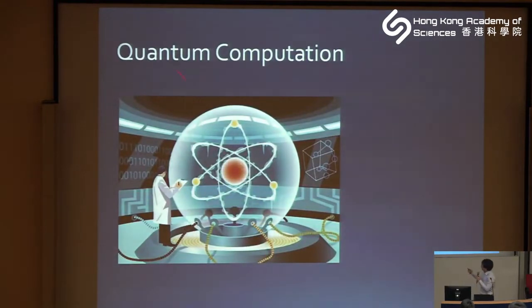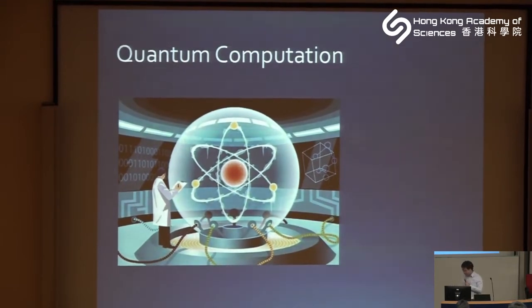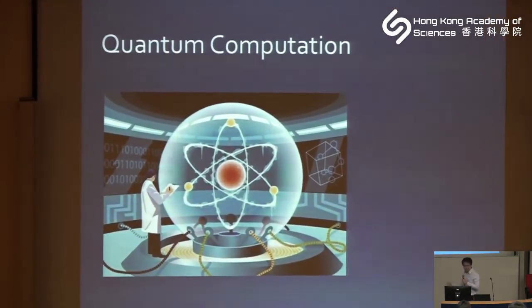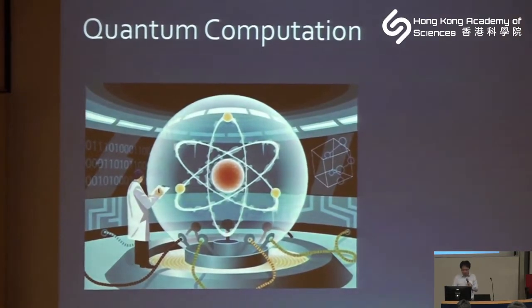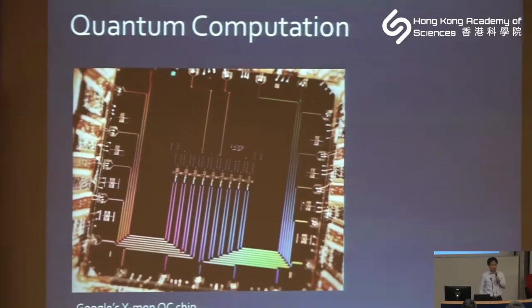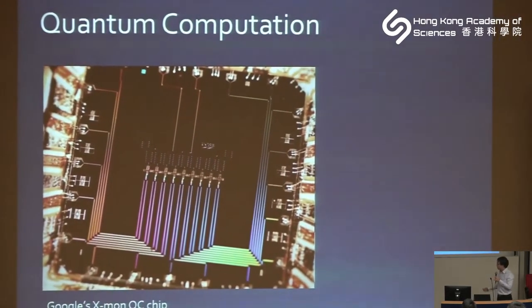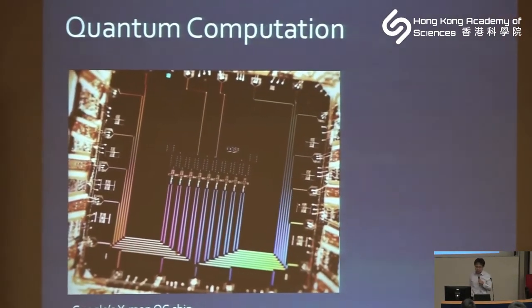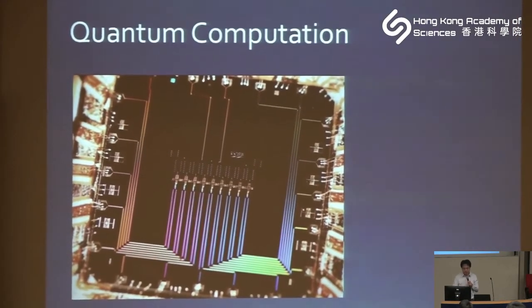So what's quantum computation? Well, first of all, we need a quantum computer. And this is an artistic design of a quantum computer that people can imagine. But fortunately, we are far beyond the stage of just imagining. Actually, people are building quantum computers. And this is a quantum computing chip built by Google. It's called Google's X1 quantum computing chip.